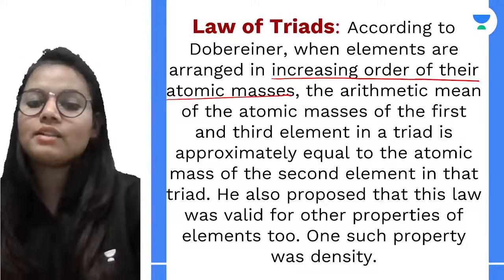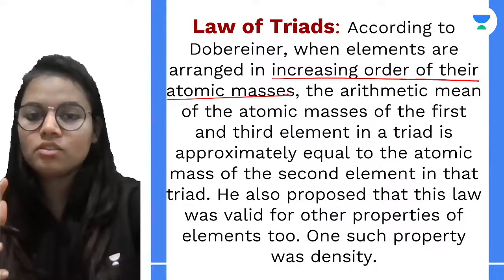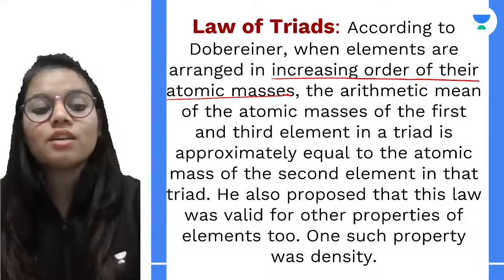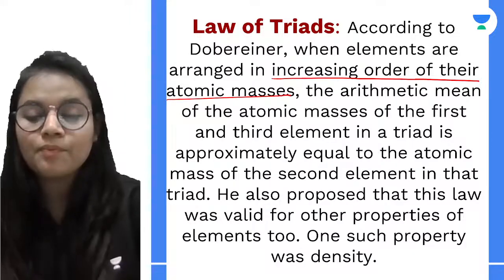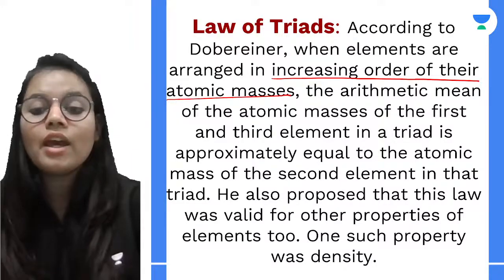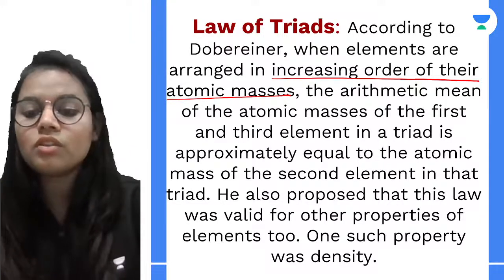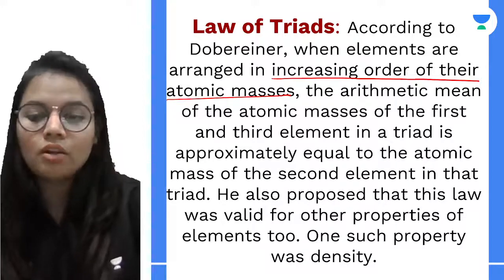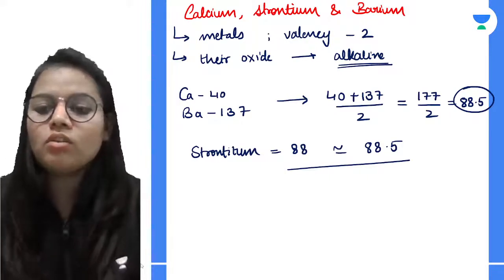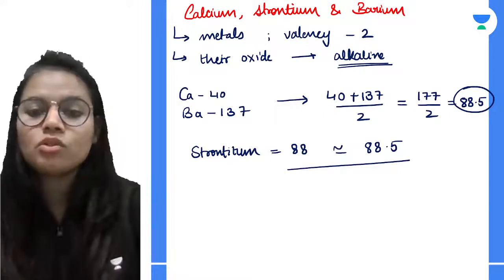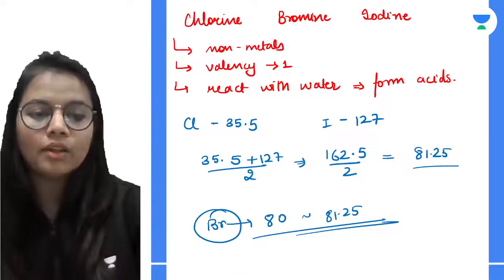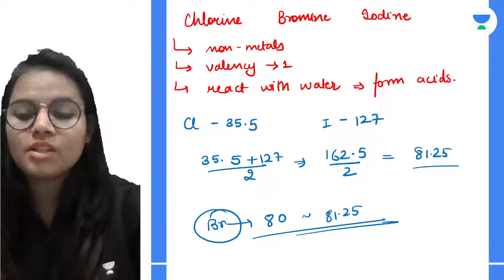So this law of triads said that if we take three elements having similar chemical and physical properties, and arrange them according to their increasing atomic masses, the atomic mass of the second, middle element would approximately be equal to the average of the atomic masses of the corner elements. Three triads were discovered: lithium, sodium, potassium; calcium, strontium, and barium; and chlorine, bromine, and iodine. But this law couldn't be taken further.